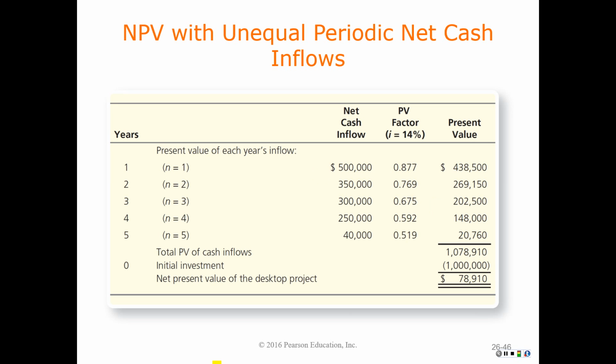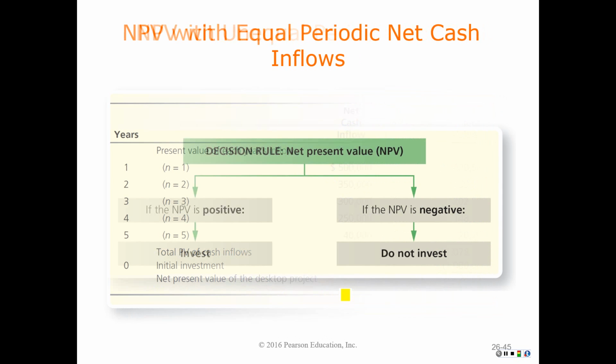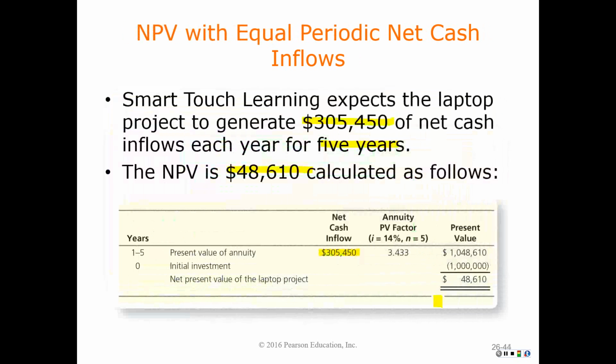So when I've calculated the total present value of my cash inflows using this method, it's $1,078,910, and I've initially put in an investment of $1 million, so I have a positive present value of $78,910 for the desktop project. This is somewhat larger than the present value for the laptop project.